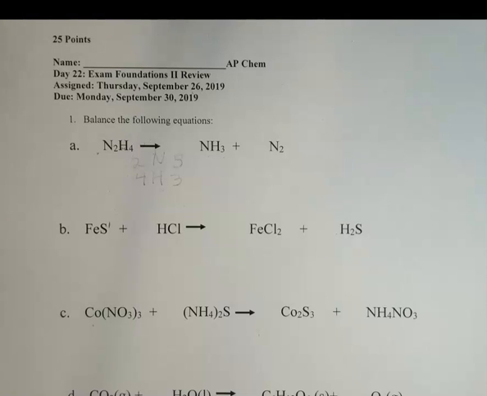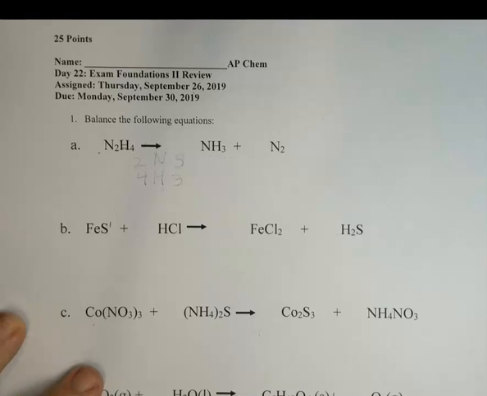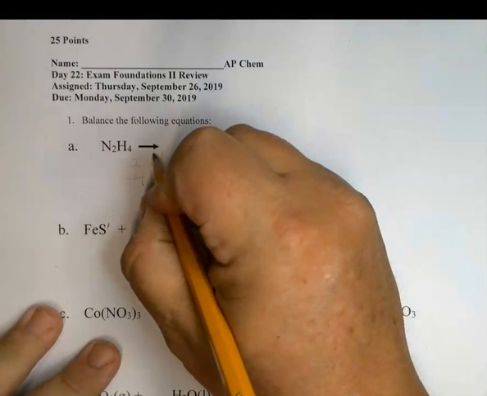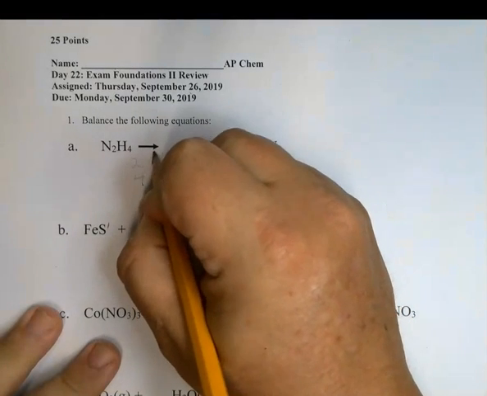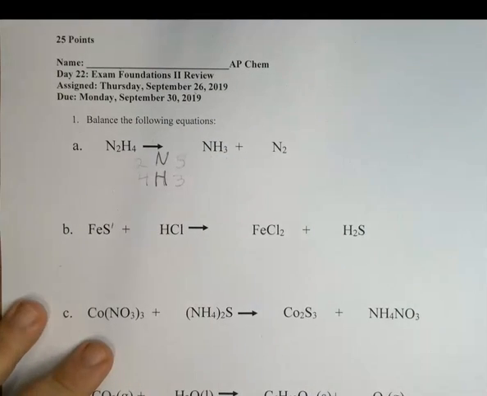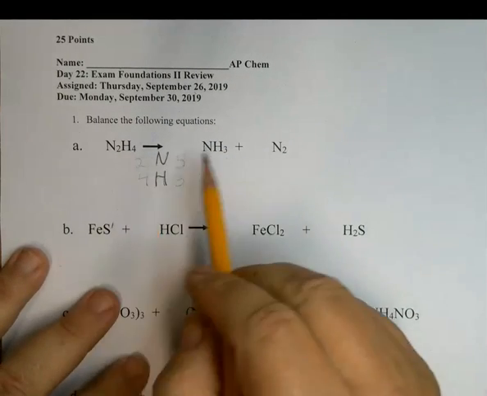Okay, so this is your review for the exam that'll be on Friday, September the 27th. It'll be your second test in AP Chemistry. So what we're going to do is balance these equations, and we're going to put the elements down here, nitrogen and hydrogen. Okay? And what we have to do is count the atoms on each side.